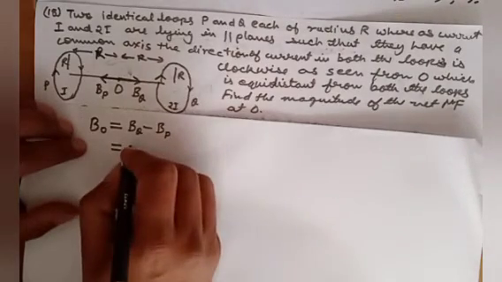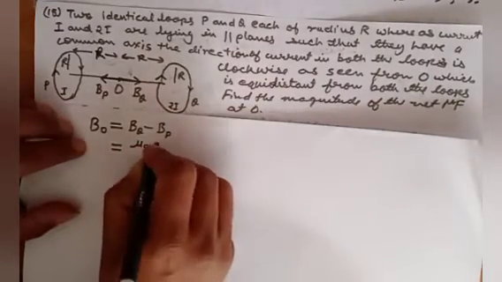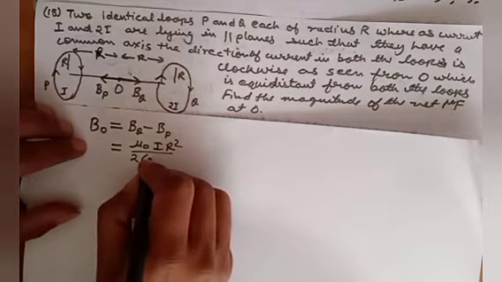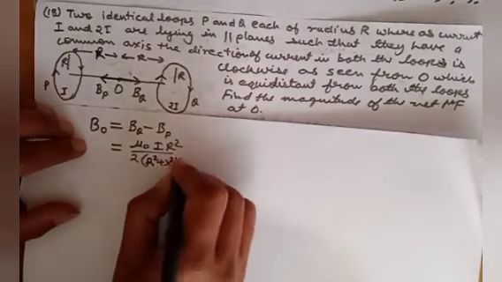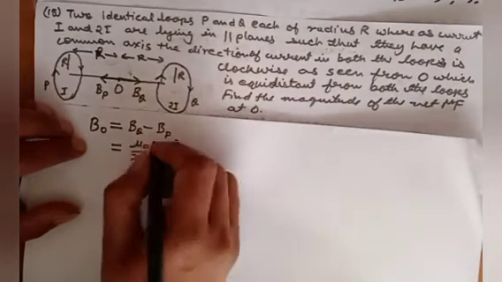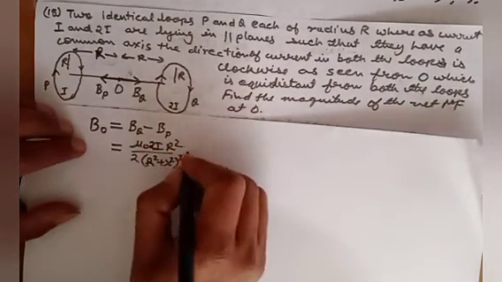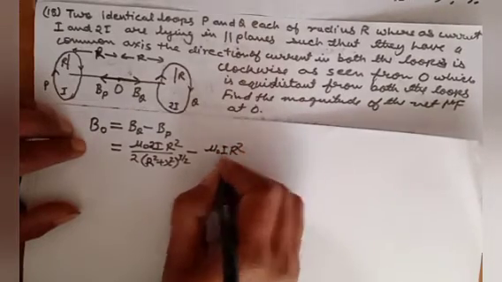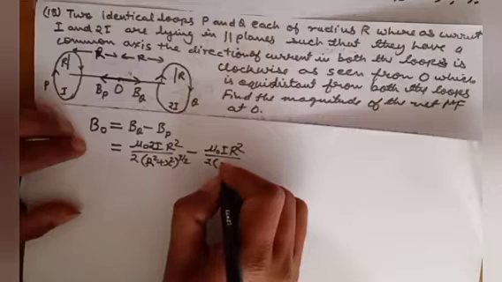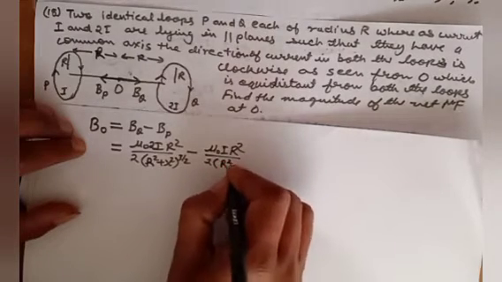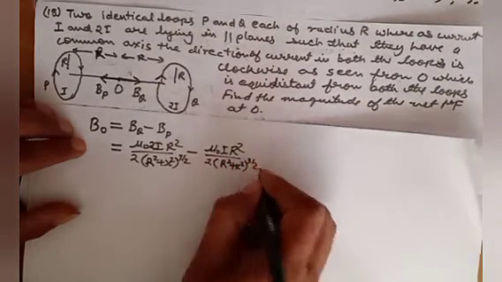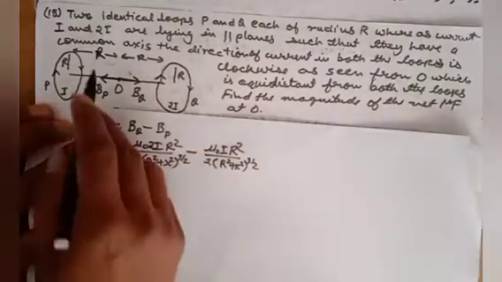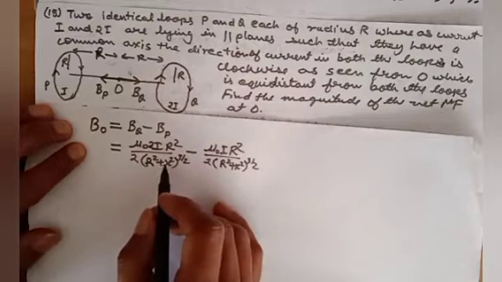So for the axis, the magnetic field is mu naught I R square upon 2 times R square plus X square power 3 by 2. So for Q it is 2I, and for P it is I. Now, actually X is also R, so that will be 2R square.